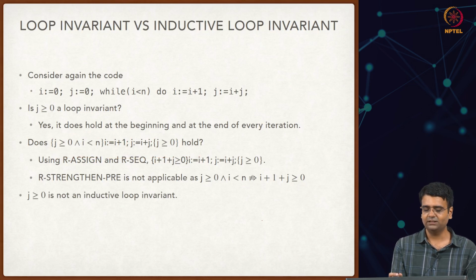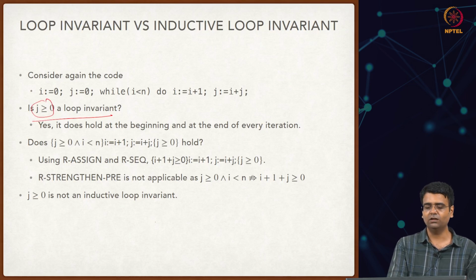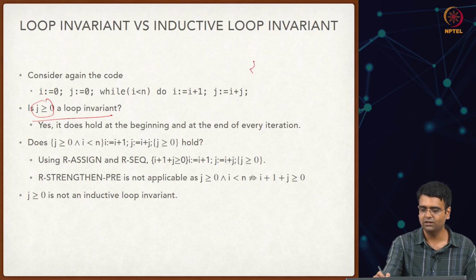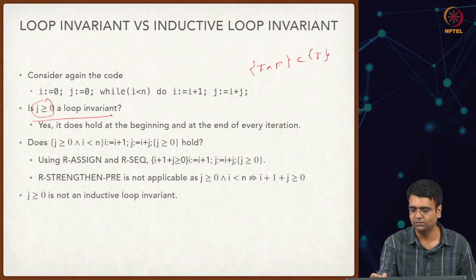So the thing to note here is that the inference rules for the while loop only allow inductive loop invariants, they don't allow arbitrary loop invariants. So even though we know that j is greater than or equal to 0 is a loop invariant, you cannot use it in the inference rules for while loops in Hoare logic, because it only allows inductive loop invariants. So you need to make sure that the loop invariant is inductive, which means that the I and f c I Hoare triple should hold.